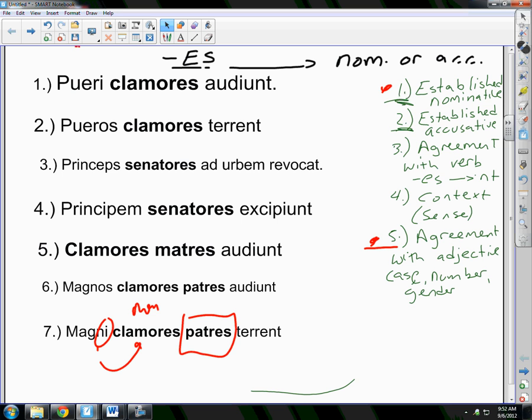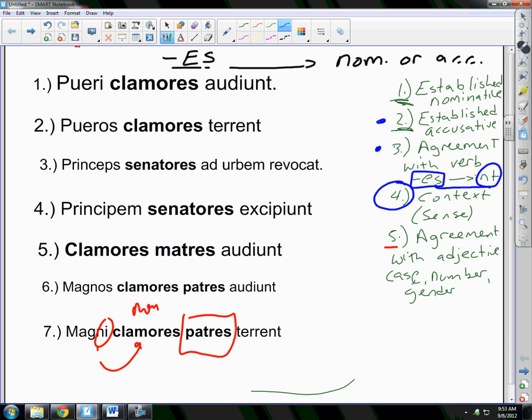So deciding whether es is nominative or accusative plural is basically one of these five things. You're going to have an established nominative. So if you already have an established nominative, the es has to be accusative. You're going to have an established accusative. So if you've already established an accusative in the sentence, then the es has to be nominative. Agreement with a verb. If the es is nominative, then the verb is going to have to end in nt. So if the verb is singular and you have an es, then you're dealing with an accusative. If the verb is plural, nt, and you have an es, then you could still have a nominative. Not necessarily, but you could.